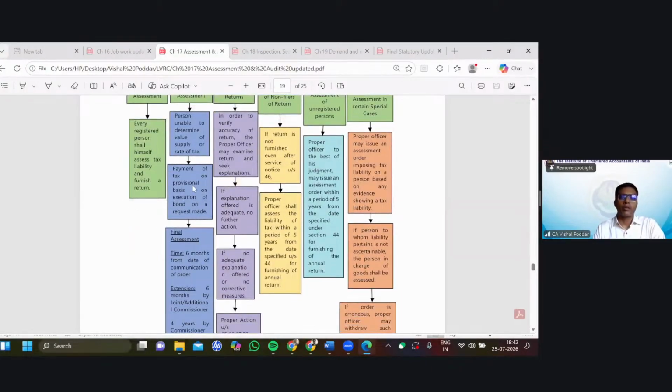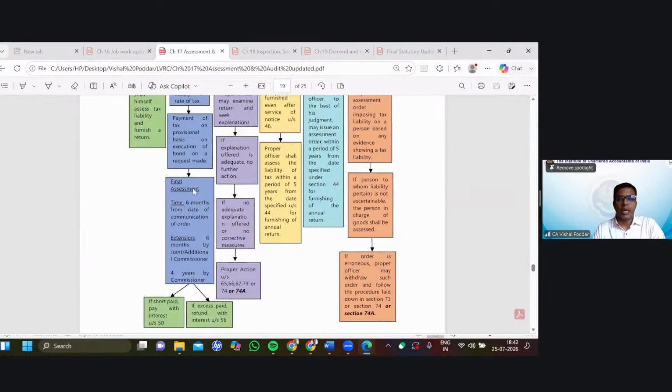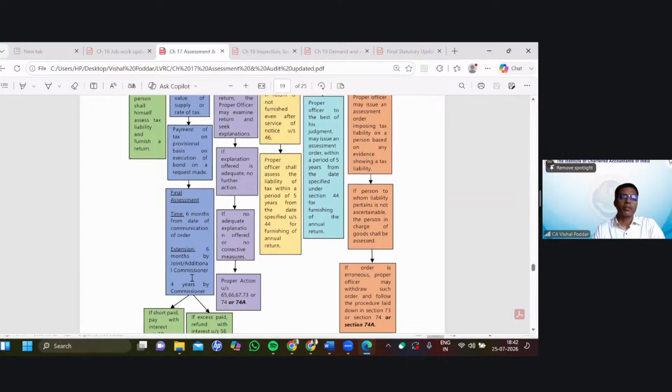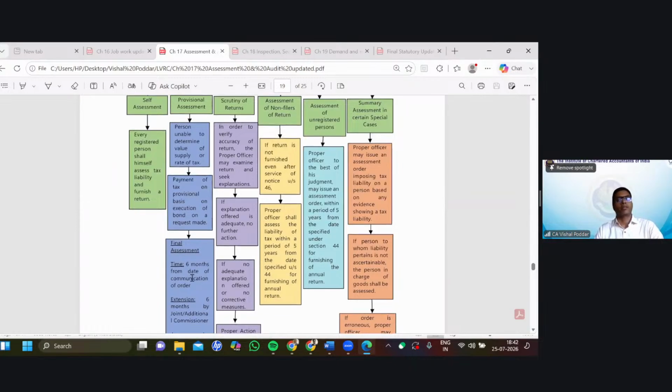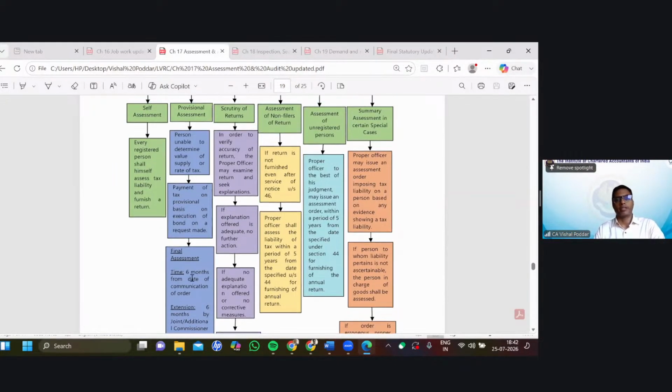The officer will make a provisional assessment, and then a final assessment will be done over a period of time. This period of time should be maximum 6 months from the date of the order, extended by a further 6 months, and by the commissioner by up to 4 years. So within this period of time, your assessment, which was temporary, should be finalized, and the difference, if paid extra earlier, refunded; if paid less, recovered with interest.